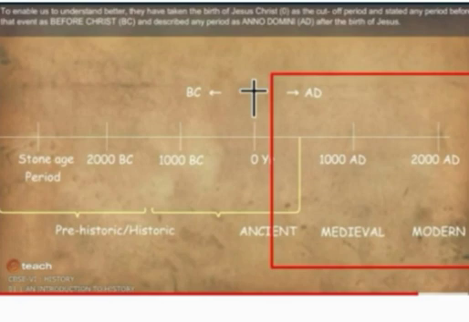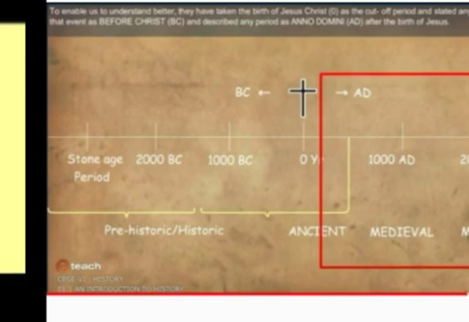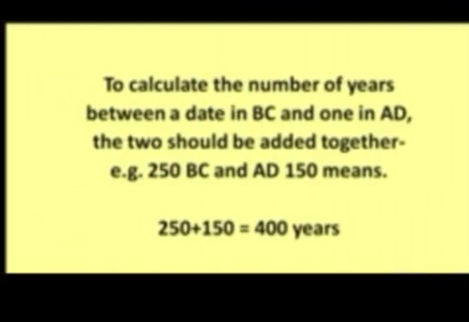I think you understood the terms BC and AD. At present, the historians use BCE instead of BC and CE instead of AD. BC means before common era and CE common era. Now, how can you calculate the difference between dates in BC and AD?